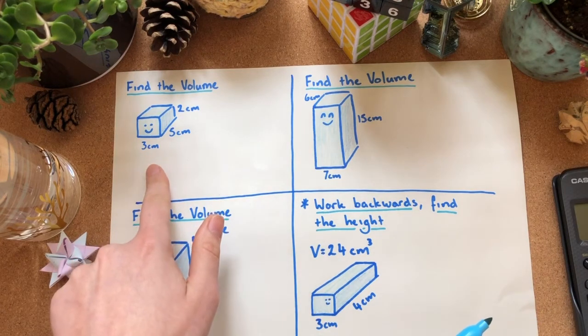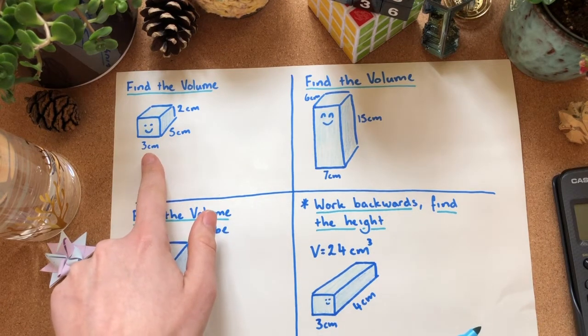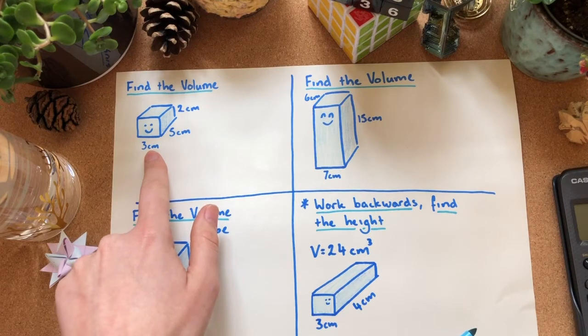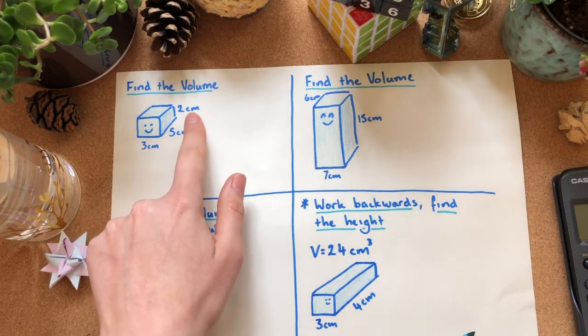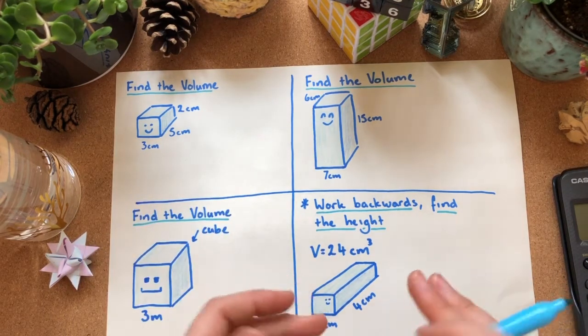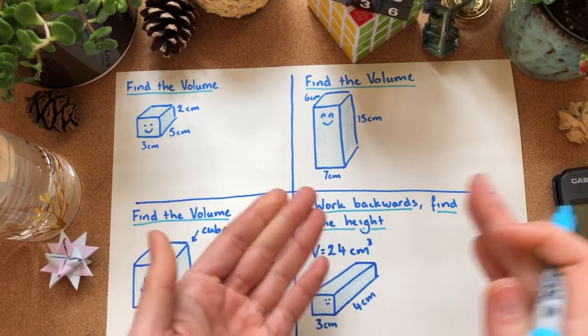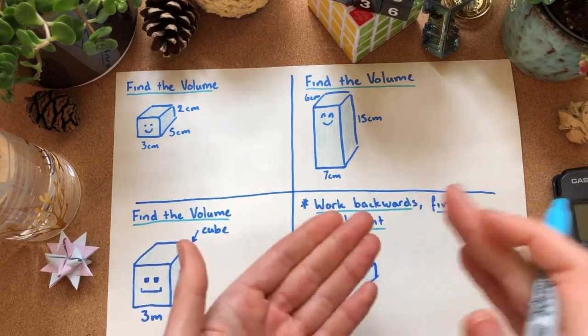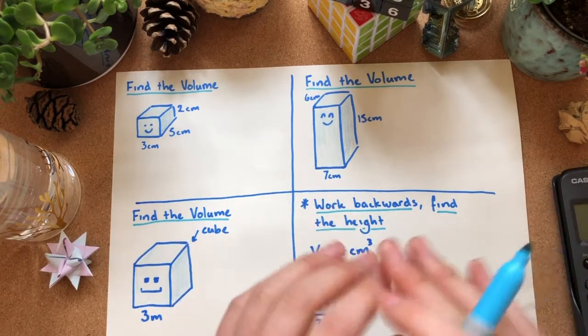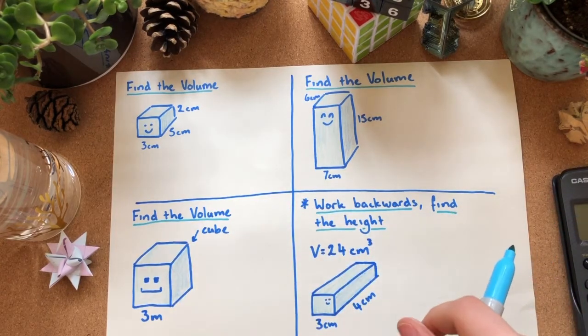So let's work out the volume of this cube here. It has a length of 3, a breadth of 5, and a height of 2. But it could be rotated. It really does not make a difference which way round they go because we're multiplying them together, and it doesn't matter which way round you multiply stuff, it will give you the same answer. You can test it if you want.